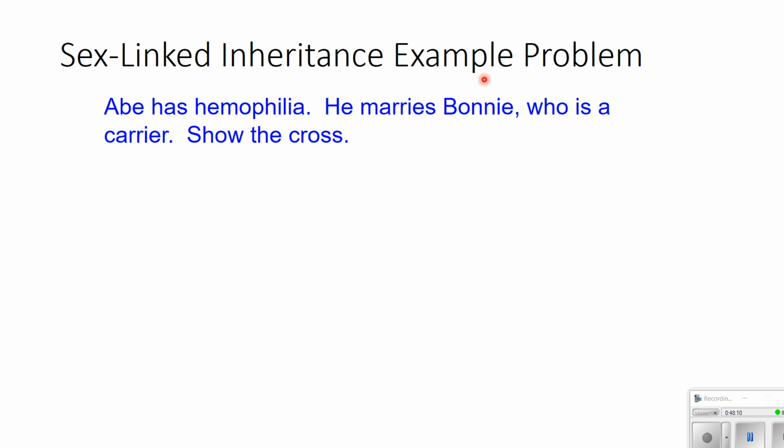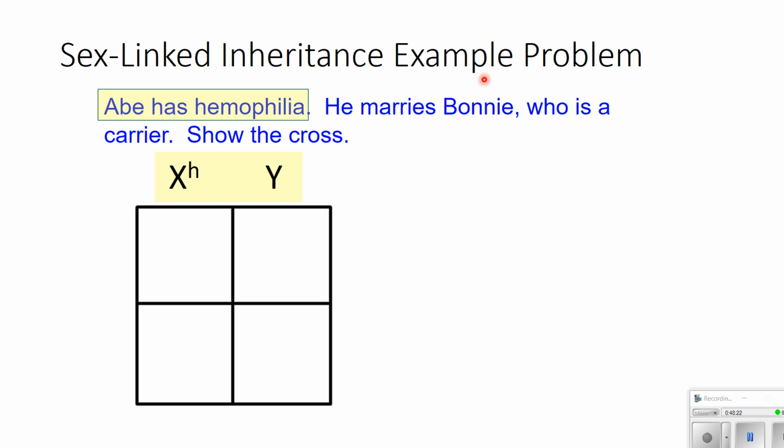a carrier of hemophilia. So let's work a problem. Abe has hemophilia. Obviously, he's a male. He has hemophilia. He marries Bonnie, who is a carrier. So we're going to show this on a Punnett square.